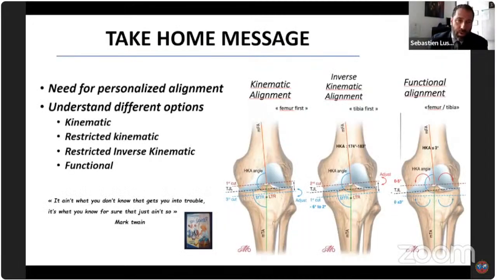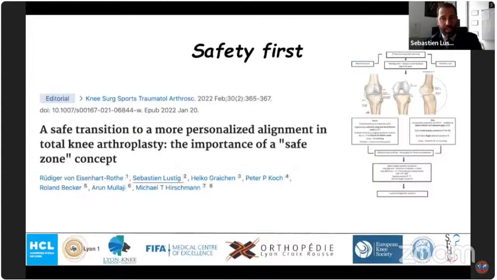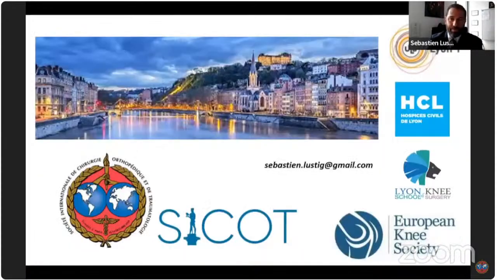So the take home, I think we agree, we need the personalized alignment philosophy. You have different options: kinematic, restricted, inverse, functional, and all of them, I think, are also very aware of the idea that if we go in this direction, safety is very important, and we need to understand what the safe zones are. That's going to be the point of the next speakers, to show you that with the different techniques. Thank you very much.